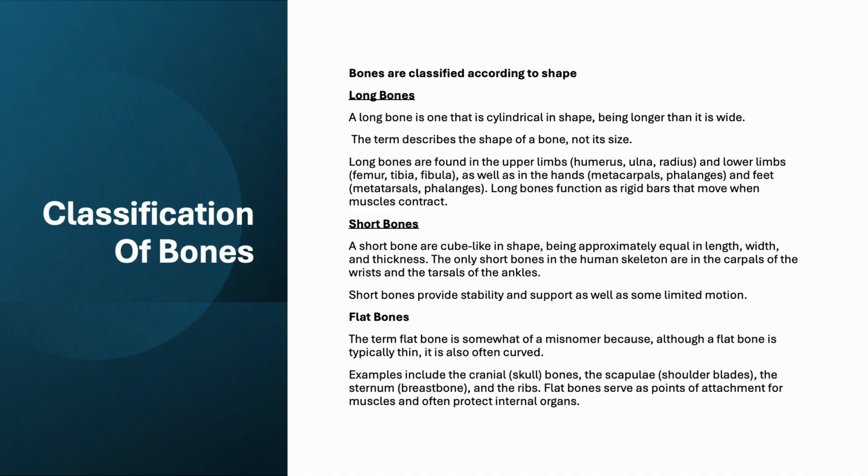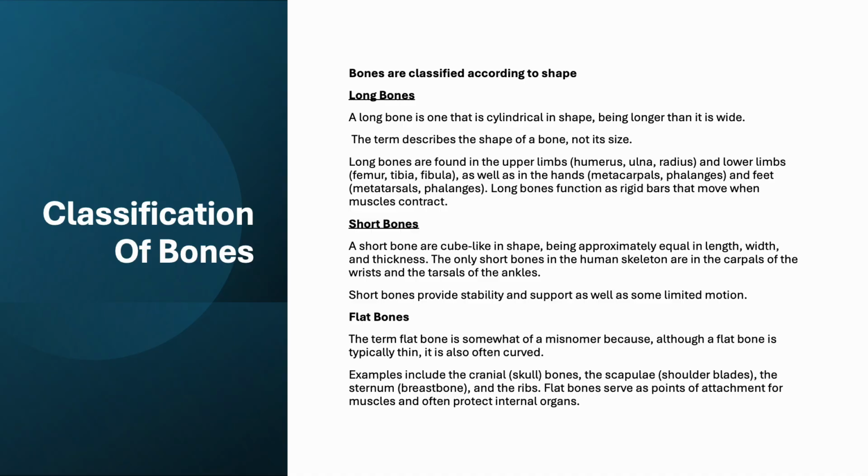Classification of bones: bones are classified according to shape, that is long bones, short bones, and flat bones. The long bones are cylindrical in shape, being longer than they are wide. The term describes the shape of a bone, not its size. So the long bones are found in the upper limbs, humerus, ulna, radius, and the lower limbs, that is femur, tibia, and fibula, as well as the metacarpals and phalanges in the hands, and metatarsals and phalanges in the feet.